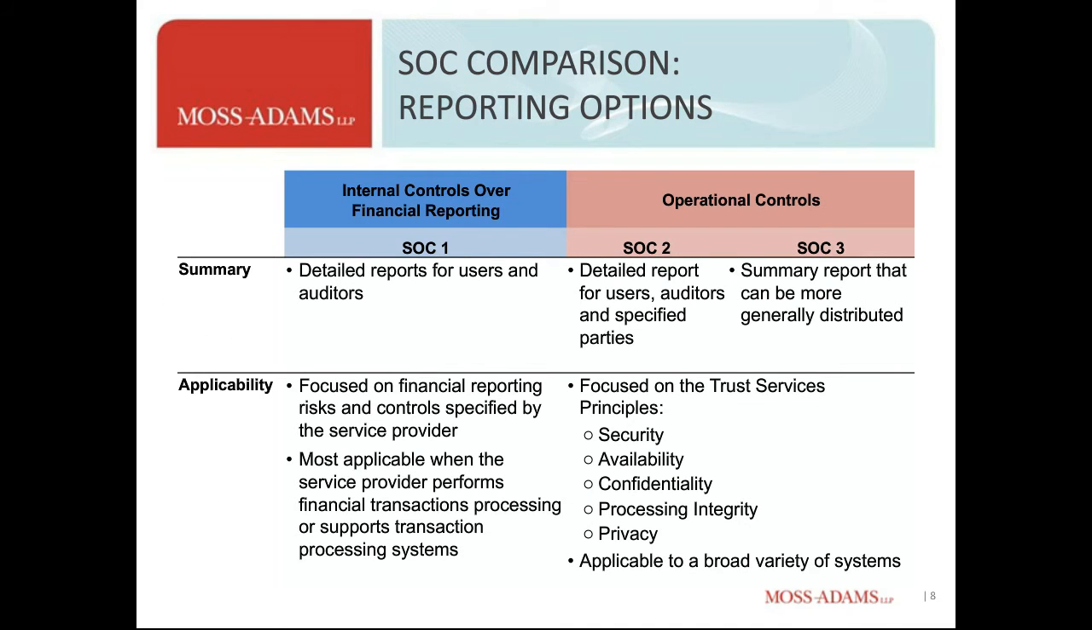All right, so some specific differences between the three types of reports. Some of this I already went over. The SOC 1 report is going to be issued for the users and their auditors. And the SOC 2 report, again, users, auditors, and other specified parties. The SOC 3 report can be posted on your website. It can be distributed to the general public. It's not a limited use report, as it's just a summary report.